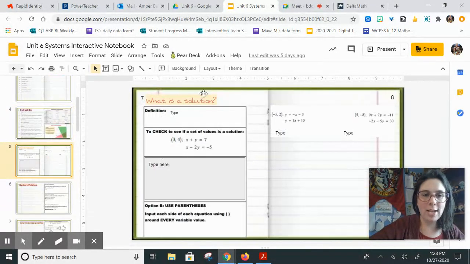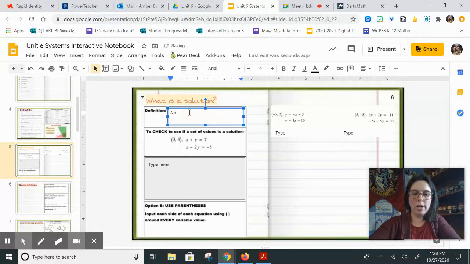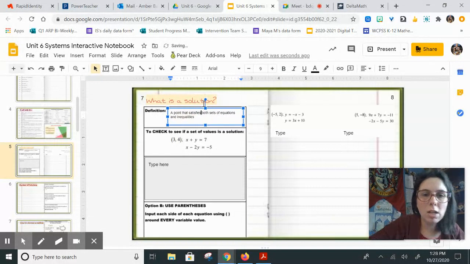So let's look at a solution. A lot of the times they're going to ask you to define if a point is a solution to a system of equations or inequalities. So it is a point that satisfies both sets of equations and inequalities. Satisfies, not satisfied. So it's an x and y value that satisfies both equations or inequalities.